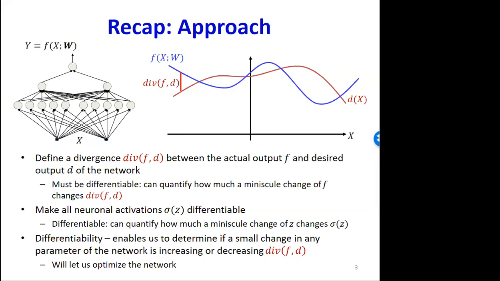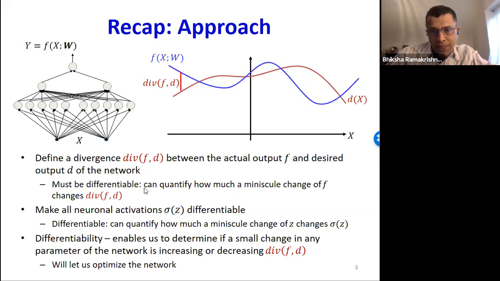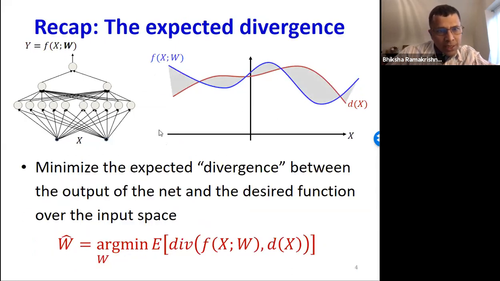Specifically, we like to make the divergence function differentiable. What we mean by differentiable is that we should be able to quantify how a small change in f changes the divergence itself. We'll see why this is important. We also made all of the activations of the neurons differentiable. That way, we can compute how a small change in a parameter changes the output of the neuron. We chain it down, we can compute how much it changes the output of the network itself, and in turn, how that changes the divergence. And we could use that to figure out how to adjust each of these parameters. That lets us optimize the network.